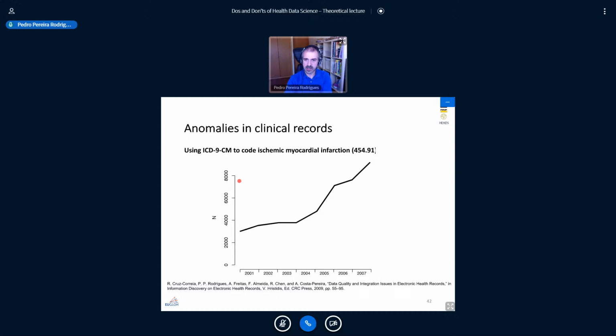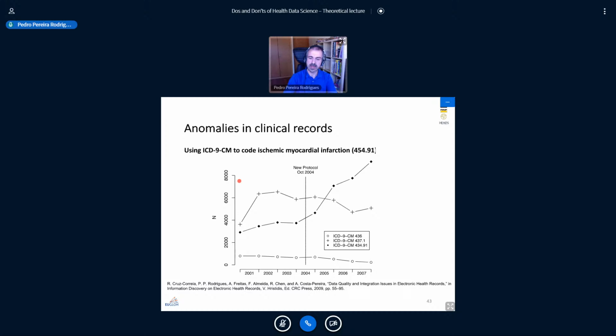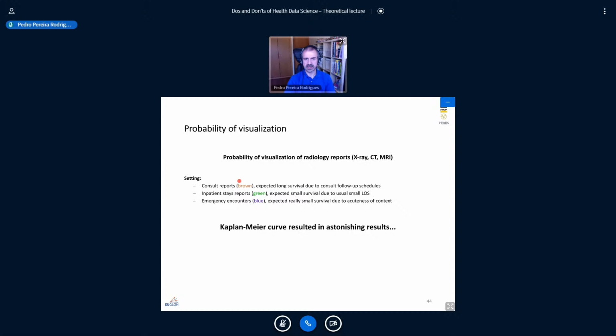So what we saw looking to the past was this increase in incidence. But this was actually an artifact due to a change in protocol that we could not be aware of unless we knew the people that were involved in the changes of protocol. And there are so many different examples of this, and some of them are not easily grasped by someone that simply wants to do data science and wants to analyze data.